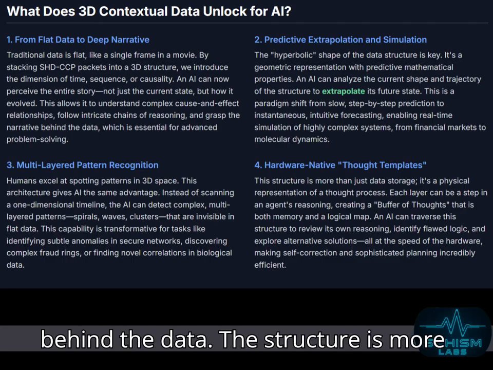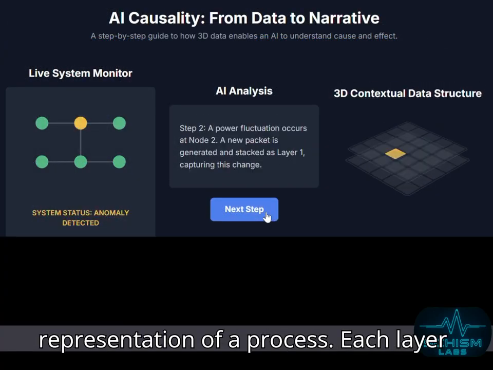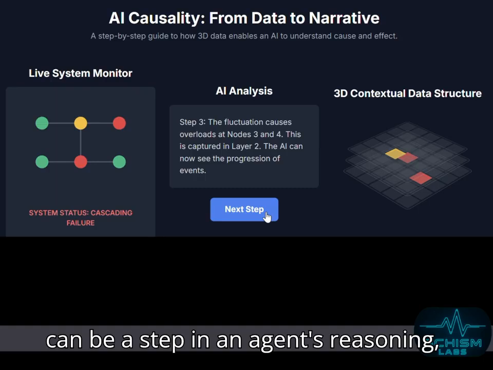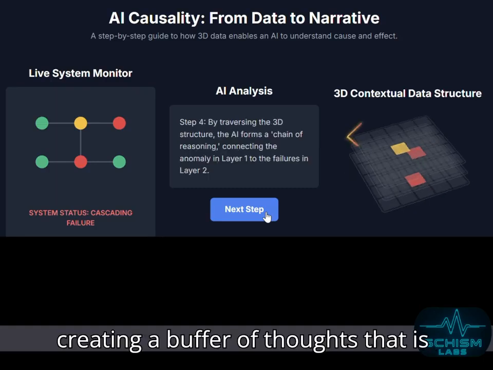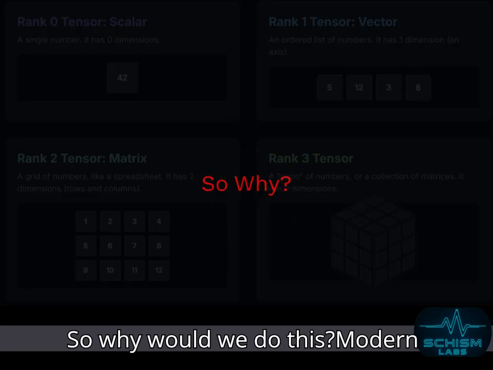The structure is more than just data, it's a physical representation of a process. Each layer can be a step in an agent's reasoning, creating a buffer of thoughts that is both memory and a logical map. So why would we do this?